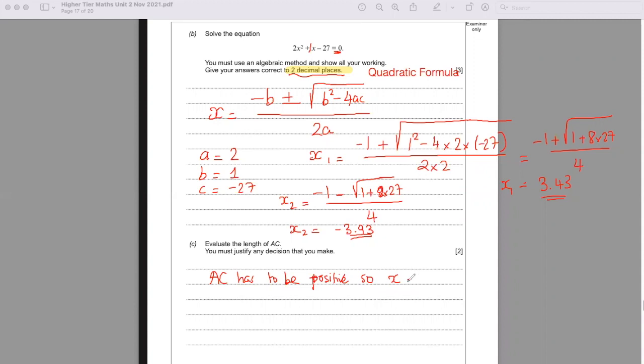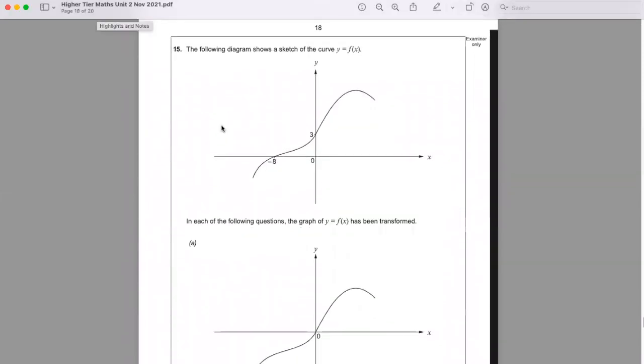So x has to be 3.43, okay? And AC will be 3.43 take away 1, which is 2.43 centimeters. And that is your final answer. Question 15, the last one here now.